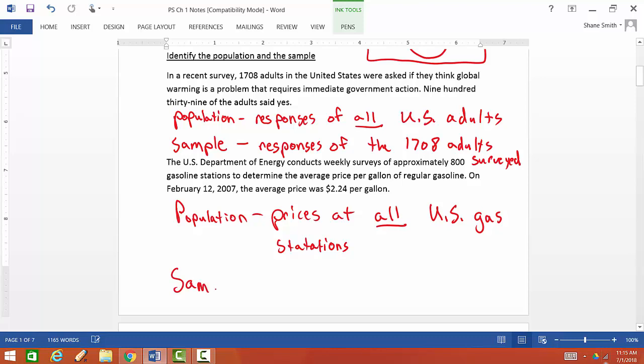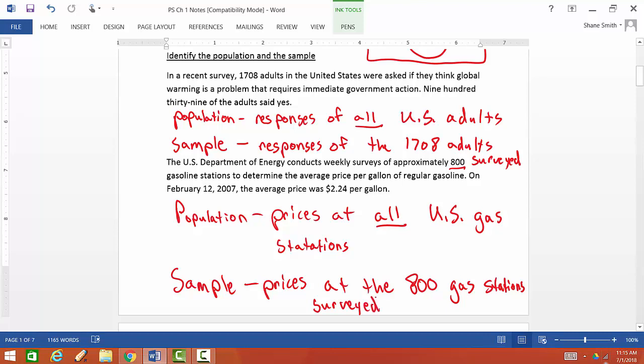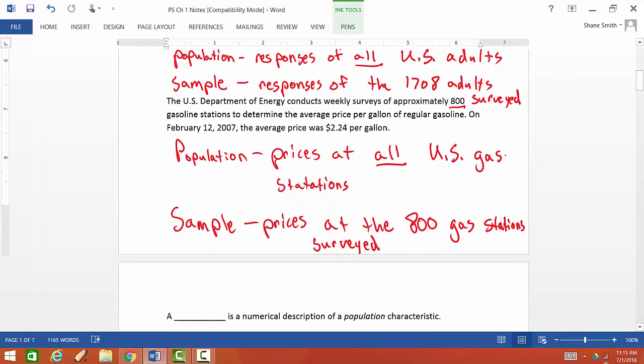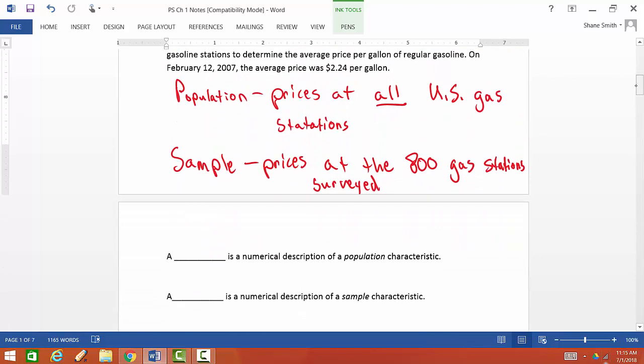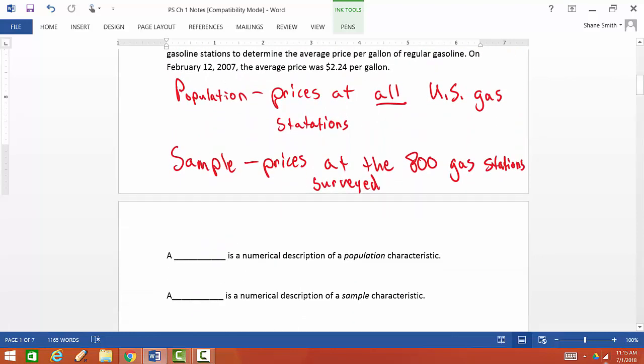And the sample is the prices at, and it looks like there's 800 that were surveyed, the 800 gas stations surveyed. Okay, so that's population and sample again. Population is everything, sample is only a part. Okay, let's move on. Again, this is a very key thing, so make sure you remember that. Now, for population, what is a description of a population? Well, that's actually a parameter.